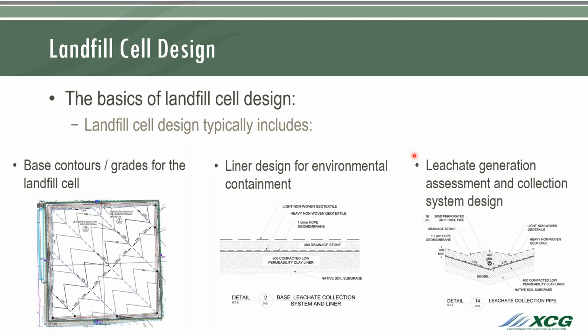Your liner design for the environmental containment. What we've got here is a typical landfill liner. So here we've got 600 millimeters of compacted clay liner, HDPE geomembrane, non-woven geotextile, and then a drainage stone with another geotextile above it. And you've got to take into consideration your leachate generation assessment and leachate collection system design. So again, here on the screen, we've got the standard liner components, but we've got a perforated leachate collection pipe running through the center of your cell to convey the water to the sump.